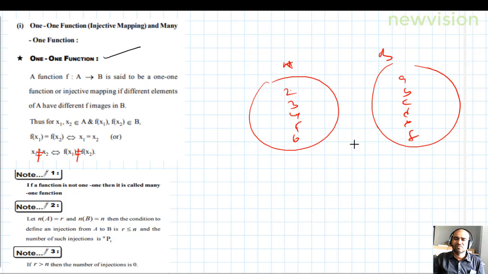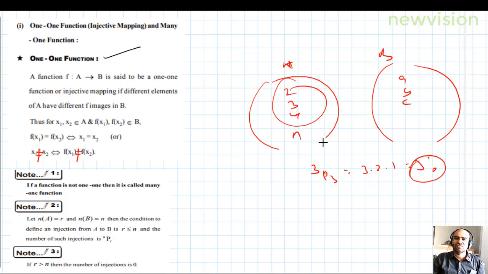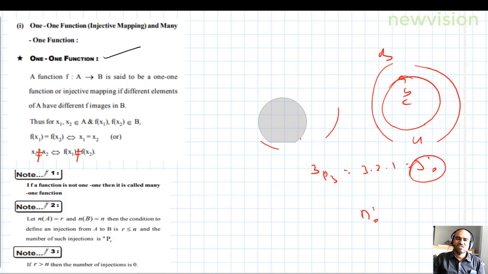This is one important thing. Next thing is, for example, here only 4 elements are given, here also only 4 elements are given. 3 given here, 3 given here. How many? Here 3P3. 3P3 means 3 into 2 into 1, that is 3 factorial. nPn is nothing but n factorial. 4P4 means 4 factorial only, we can write 4 into 3 into 2 into 1. So if the number of elements of the first set equals the number of elements of the second set, the number of one-one functions is n factorial.